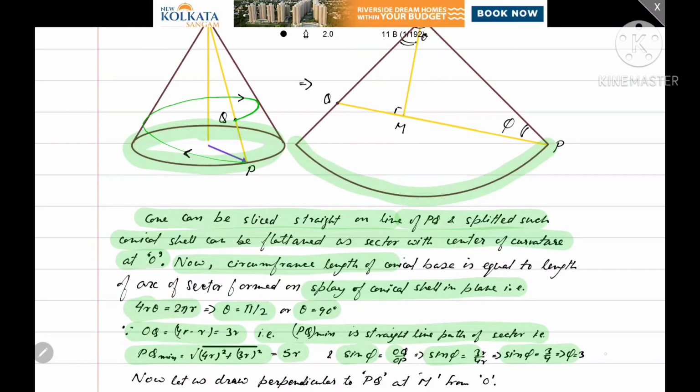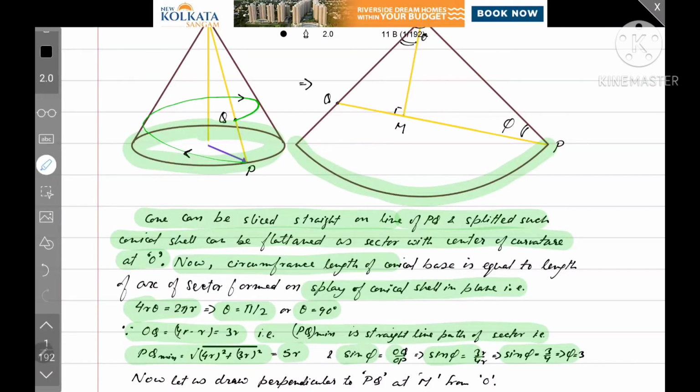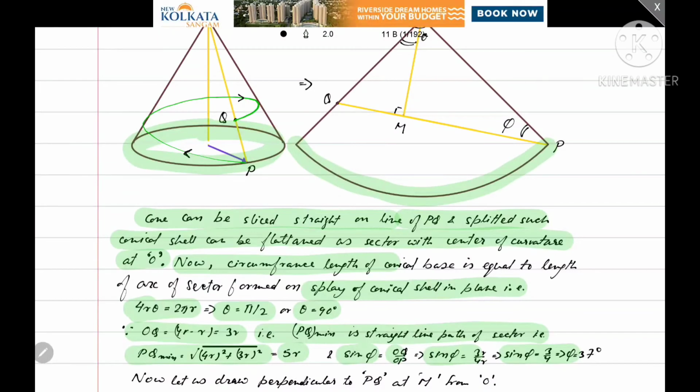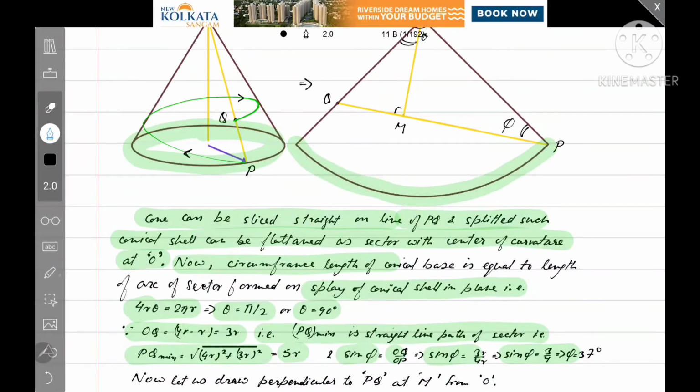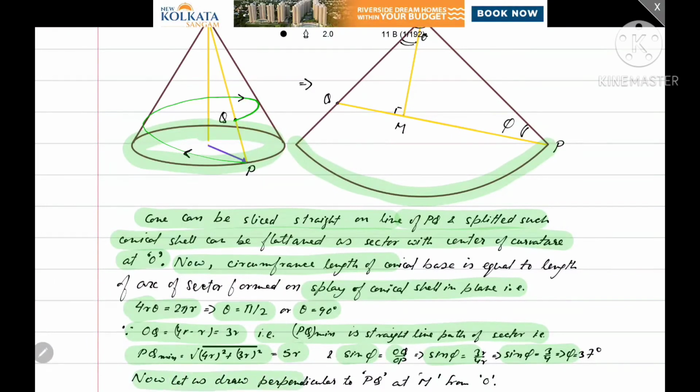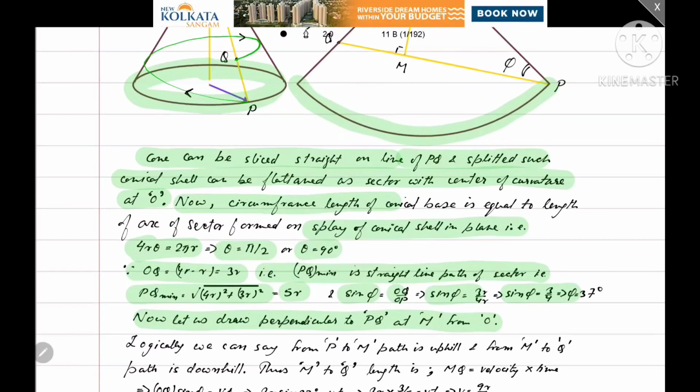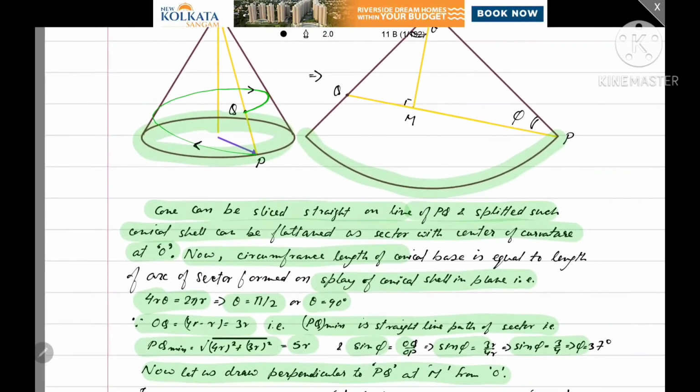It implies phi is equal to how much? Phi is equal to 37 degree. You can notice. Now what we have to do next? Let us draw a perpendicular to PQ at M from O. I had drawn, check it out. I had drawn perpendicular from O to M.